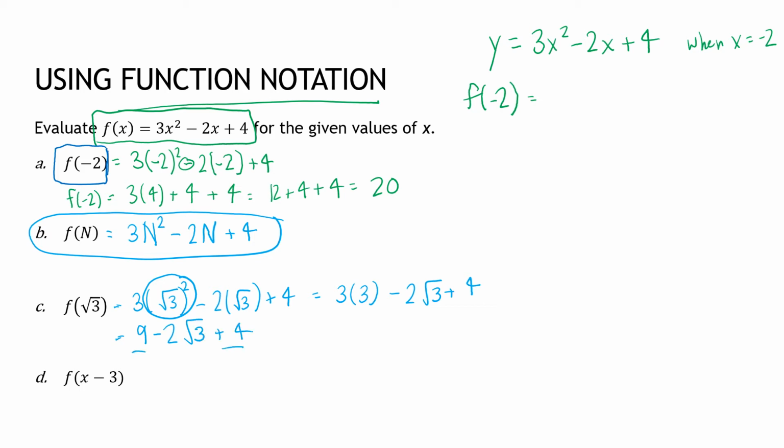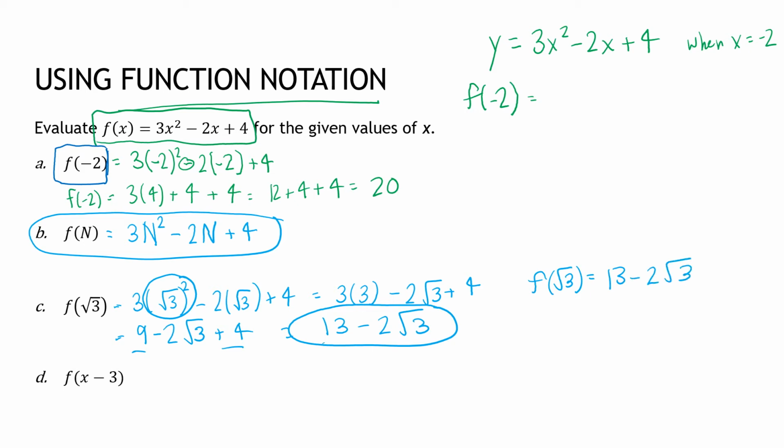And 9 and 4 can go together, so it gives me 13 minus 2 radical 3, and that would be my final answer. So f of radical 3 would be 13 minus 2 radical 3. And I do typically write it in this order. We put the nice whole number first, and we put whatever we have with the radical second. Okay, time for the super fun one. I know you're as pumped as I am.